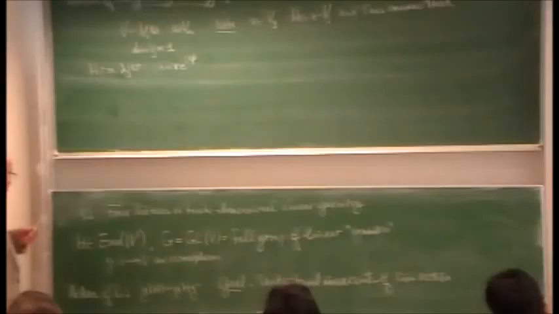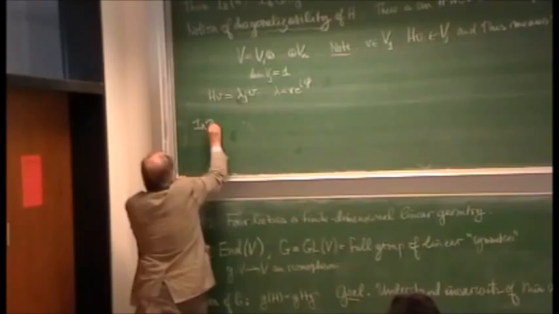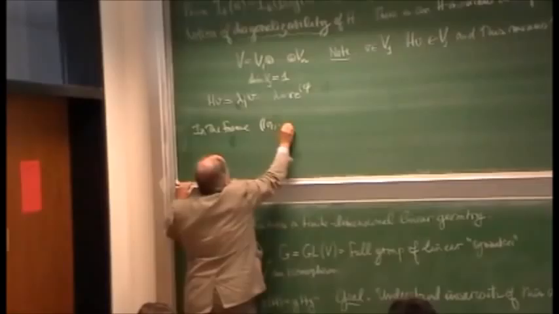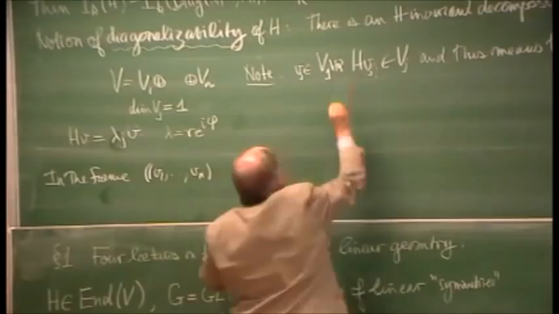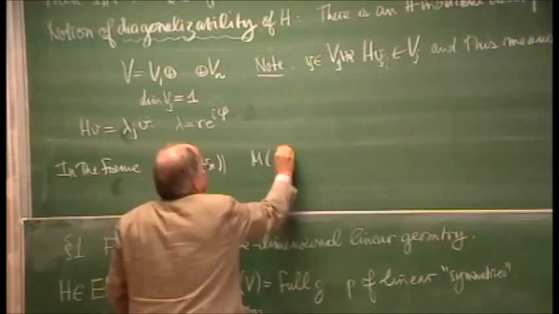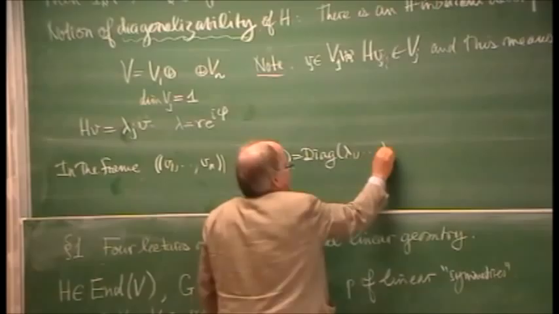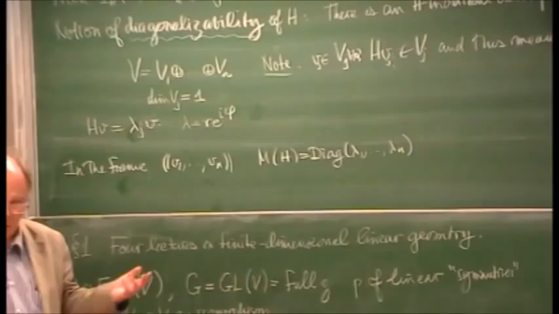But you see, in the frame V1 through Vn, where I should be precise and not take zero vectors, the matrix of H is the diagonal matrix. That's what the statement over there means. In this frame, it's a diagonal matrix.